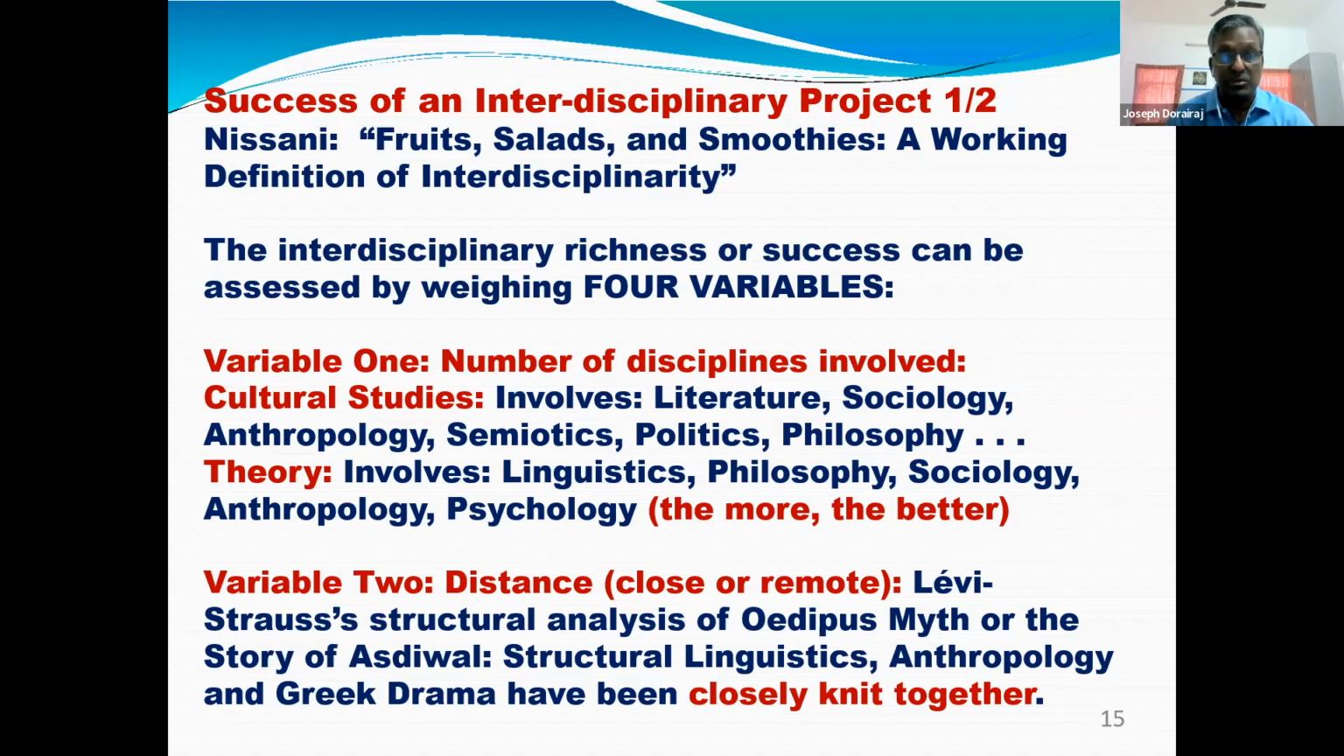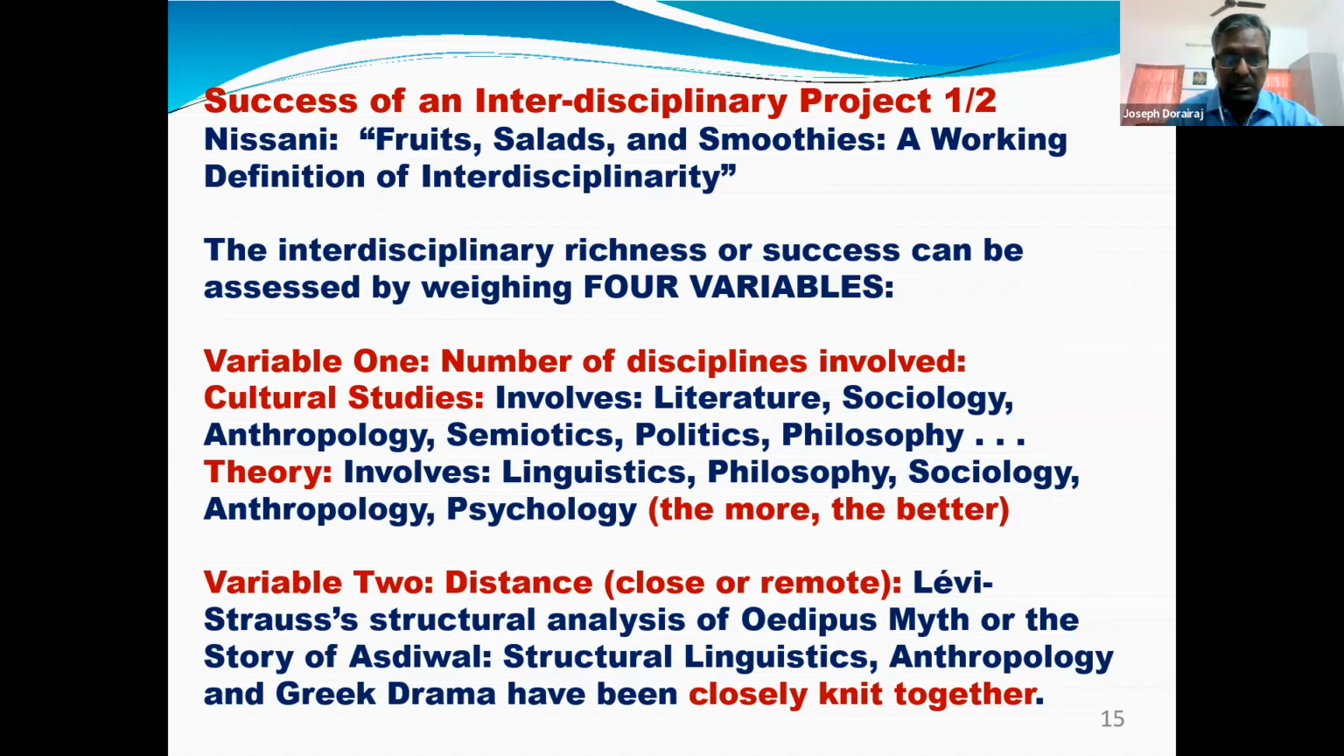I'll give you an example. I'll give you 2 examples, in fact. So we talk of cultural studies. All English departments have a program, or at least a paper, on cultural studies. Now, as we know, cultural studies is a discipline and it involves not only literature, but also sociology, anthropology, semiotics, politics, philosophy. So how do we measure whether cultural studies is truly an interdisciplinary program? We know that it involves quite many subjects, quite many disciplines. And according to Nisani, the number of disciplines involved would tell you how successful, how rich the project has been. So going by this indicator, going by this yardstick, we come to the realization that cultural studies is truly an interdisciplinary or even a multidisciplinary project. So that is the first variable.